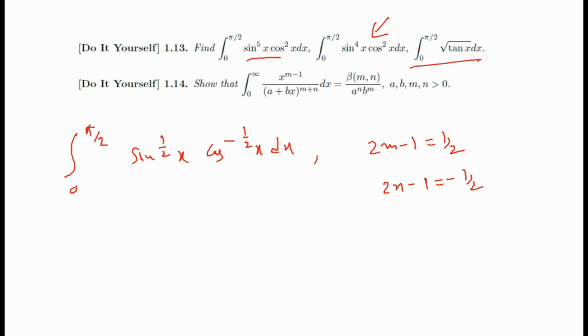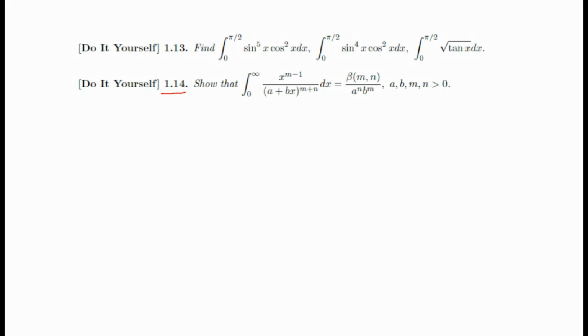For 1.14, the problem is, okay, x power m minus 1 by this, equal to some kind of beta. Okay, this is form 2. Just recall form 2 is integral 0 to infinity x power m minus 1 by 1 plus x power m plus n dx. Now the main problem is here a plus bx is there, but the form is 1 plus x. This is our beta m, n, and here we need to make a transformation.